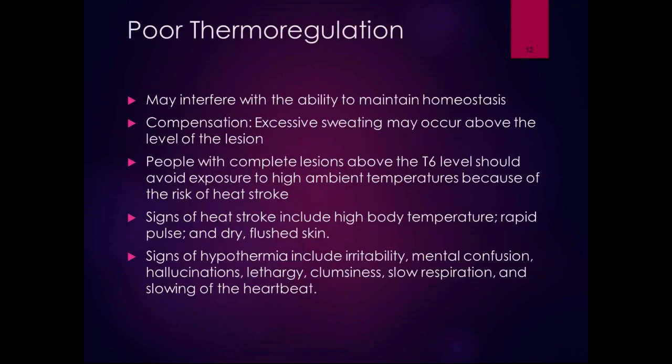Poor thermoregulation may interfere with the ability to maintain homeostasis. So people, because of the interruption in the autonomic tracts, lack the ability to sweat below the level of the lesion, so they may compensate by excessive sweating above the level of the lesion. People with complete lesions above the T6 level should avoid exposure to high ambient temperatures, because there's a really high risk of heat stroke because their body cannot compensate enough.